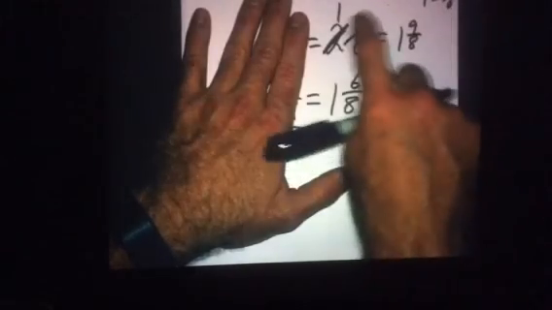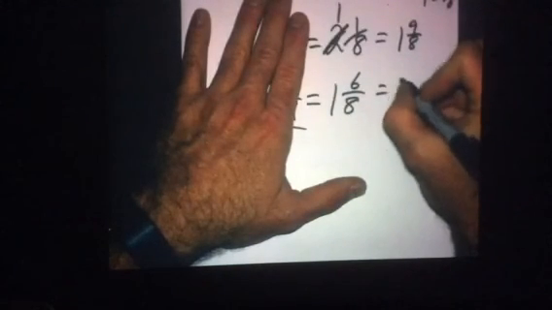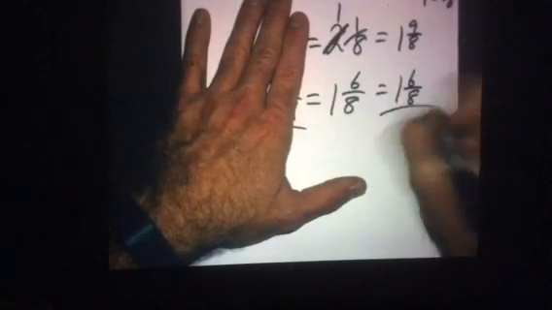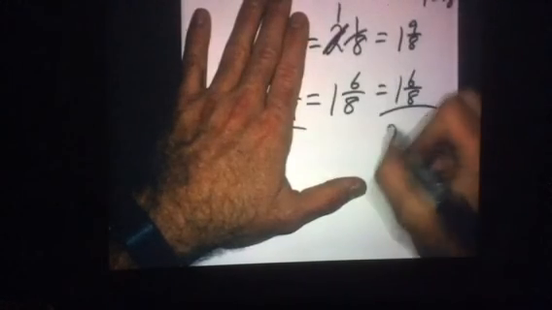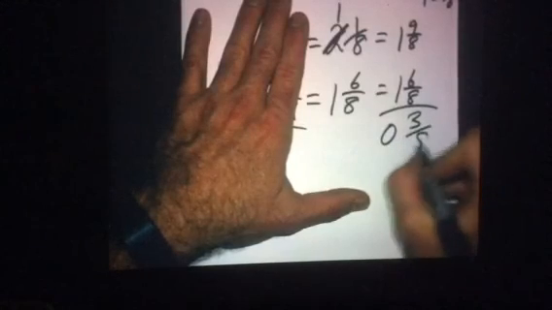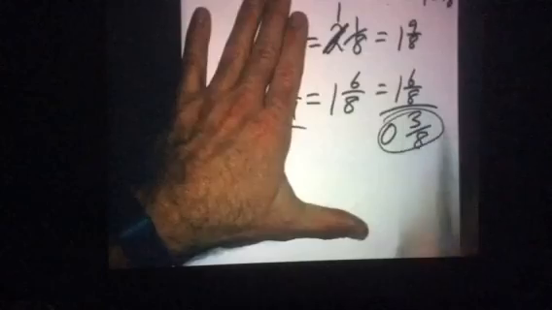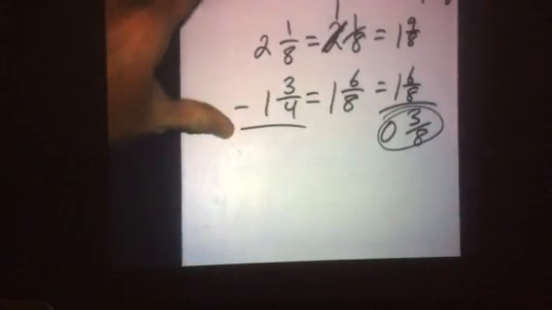Again, I'm taking the whole, the 8/8, and I'm trading that whole in so that I can move it over here. So I now have 1 and 9/8, and I'm going to subtract 1 and 6/8. 1 minus 1 is 0, and 9/8 minus 6/8 is 3/8. You can leave the 0 or not. The important thing is the answer is 0 and 3/8.